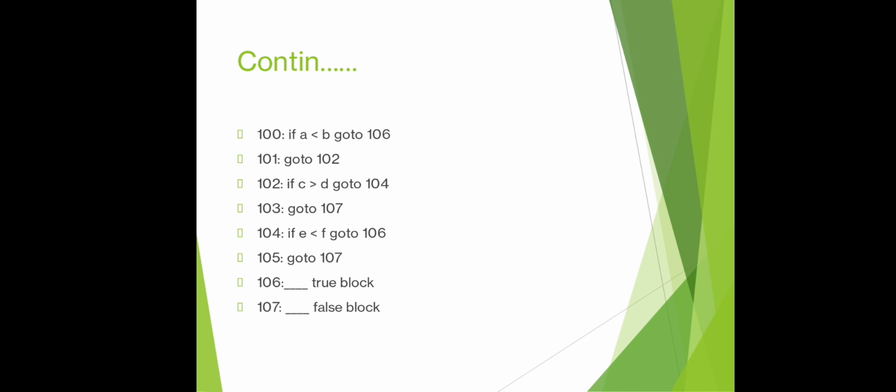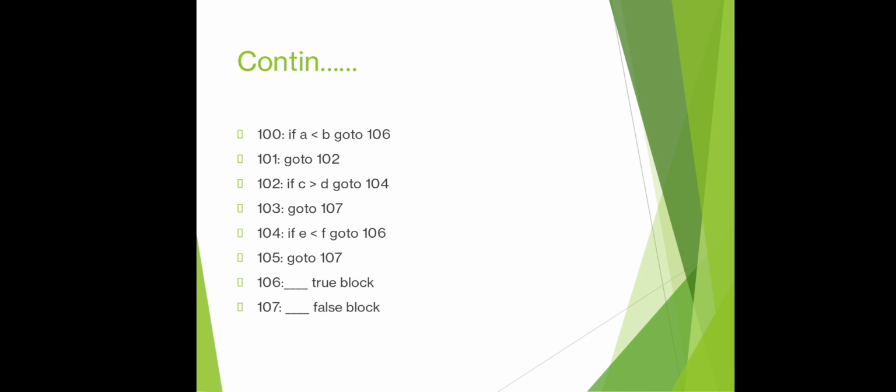And if c greater than d is true and e less than f is false, then the overall condition is false, so the false statement is executed, so we can write goto 107. And if c greater than d is true and e less than f is true, then these two statements are true, so we execute the true statement. So we can write 106. So this is the process of backpatching.